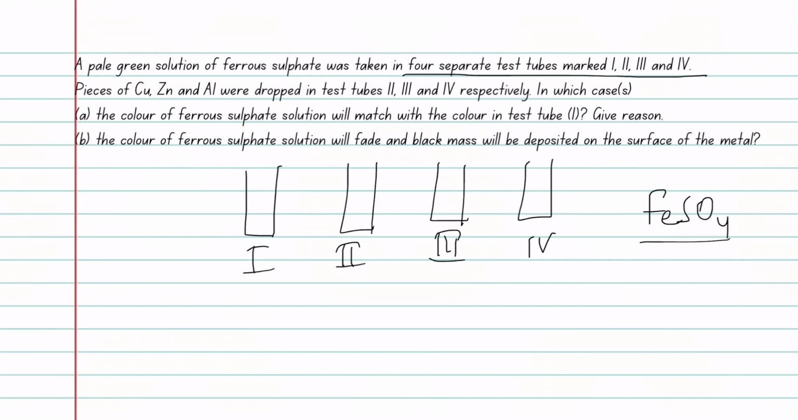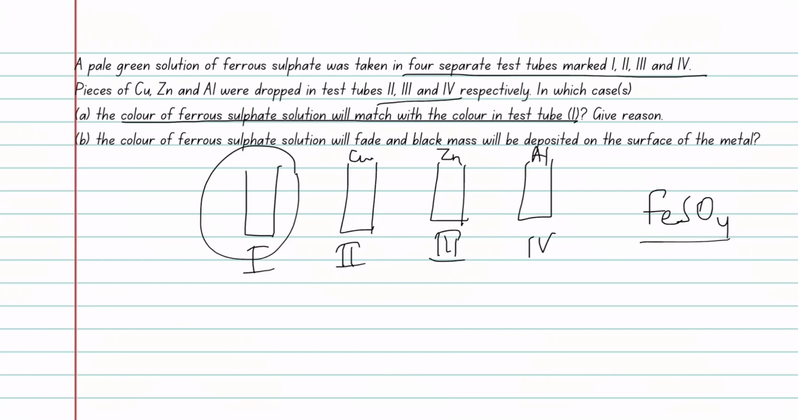Now we have added copper, zinc and aluminium in test tube 2, 3 and 4. So we have added copper here, zinc here and aluminium here. Okay, we did not add anything in test tube number 1. In which case or cases will the color of ferrous sulfate solution match the color of test tube 1?